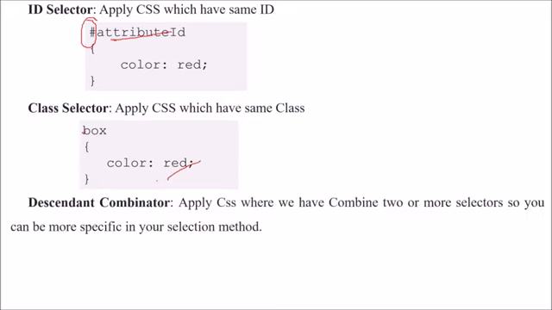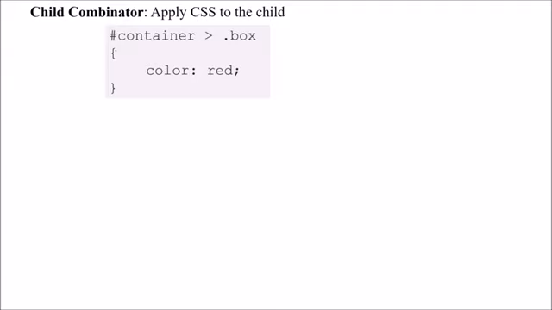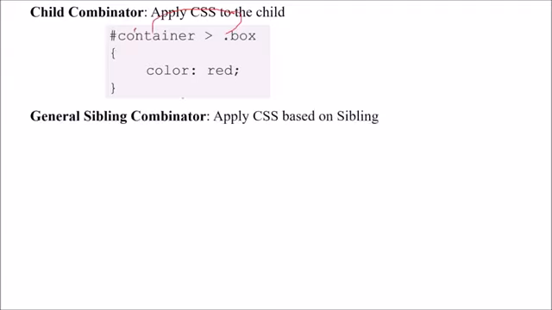Then descendant combinator. What is this? This applies CSS when we have combined two or more selectors, so you can be more specific in your selection method like this. We have a container, this is the ID, and then dot box, this is the class. Then child combinator, you apply CSS to the child. That means container, you are applying it to the child, dot box.